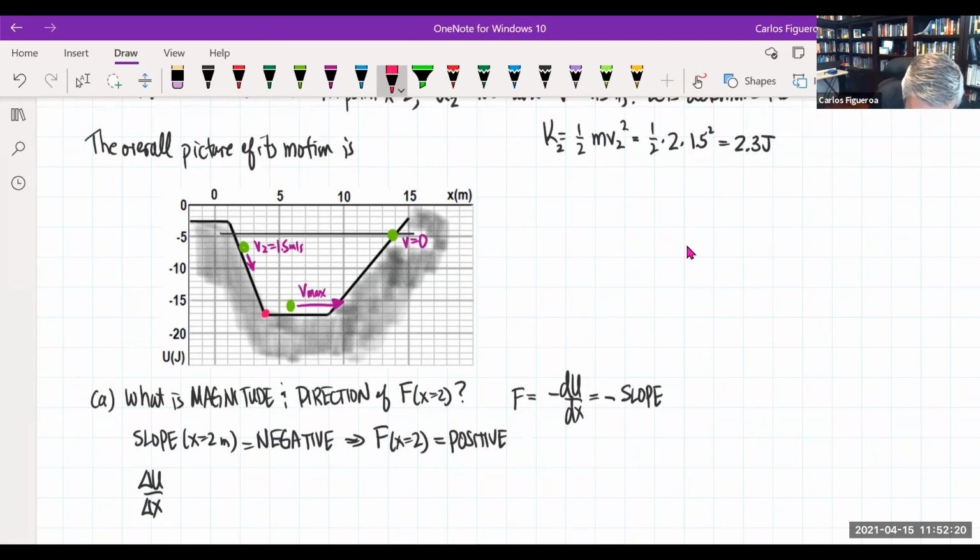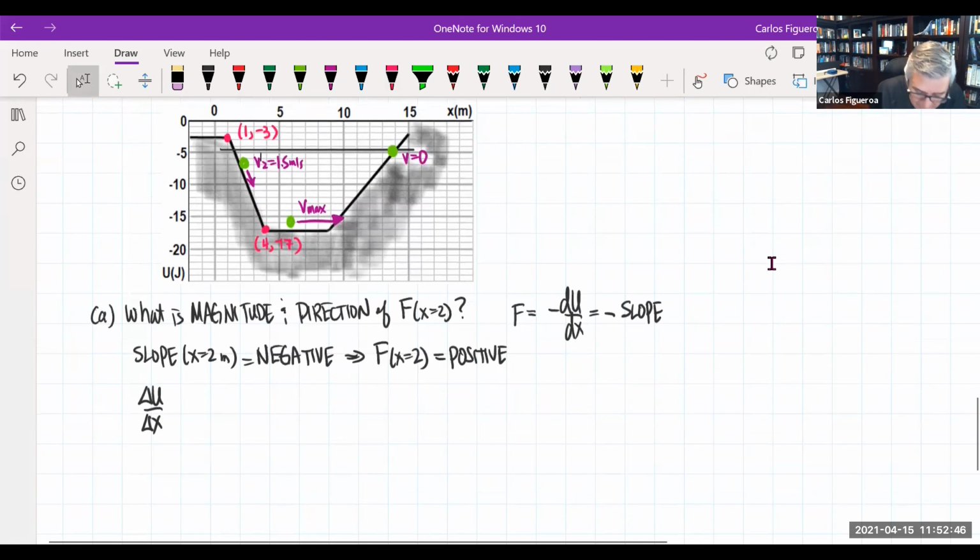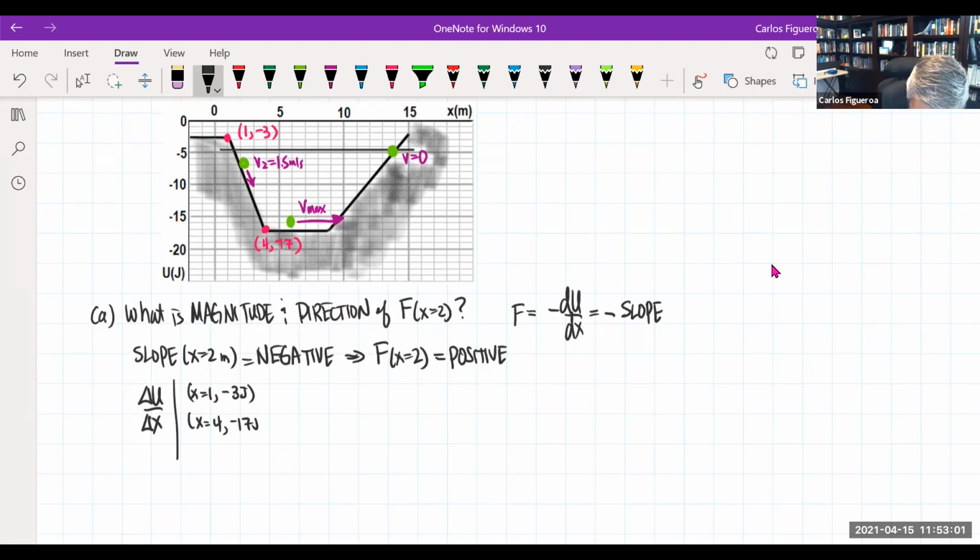So I'm going to get the slope from this guy's going to be 4. So if I look at this, this is going to be 4, and the value here is going to be negative 17. Then I'm going to pick another value, which I think is nice. How about this point right here? That point looks like it's 1, and it's 1, 2, 3, negative 3. So there's my slope values. What I'm seeing here is that at x equal to 1, I have minus 3 joules, and at x equal to 4, I have minus 17 joules.